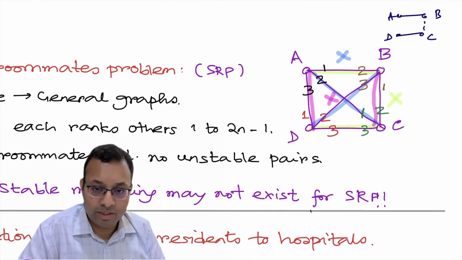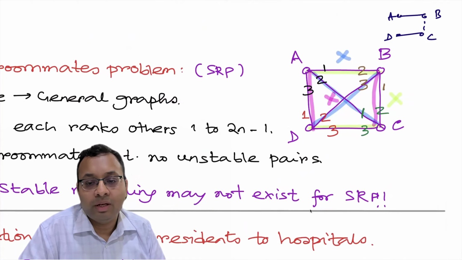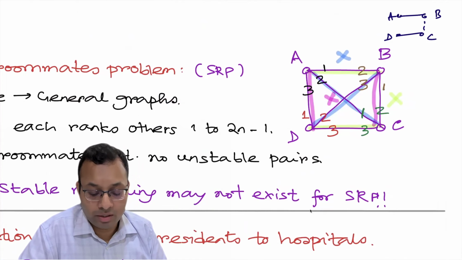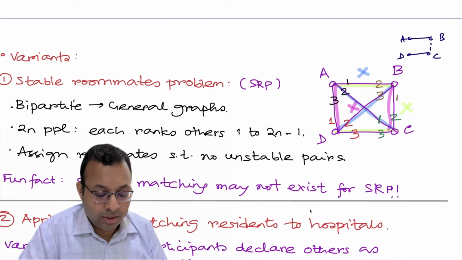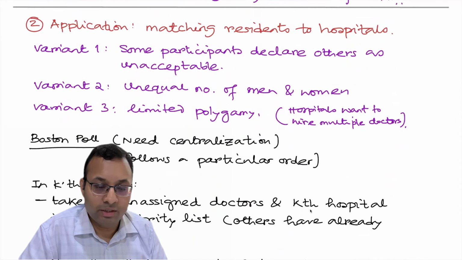So it's not a stable matching. And in the other two cases, there are 6 edges in this case. There are 3 possible matchings, and we can show none of them are stable. All are unstable.